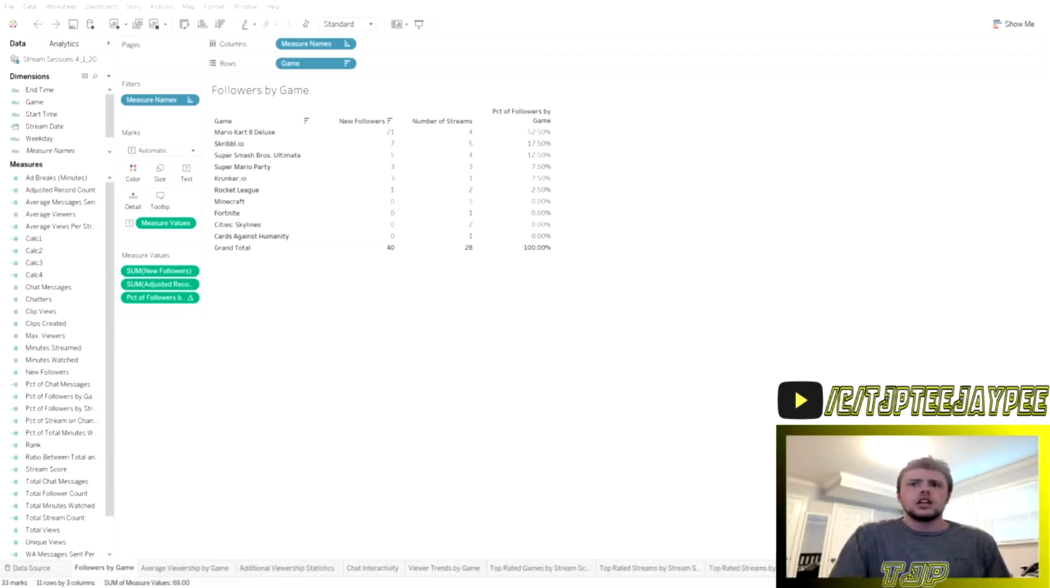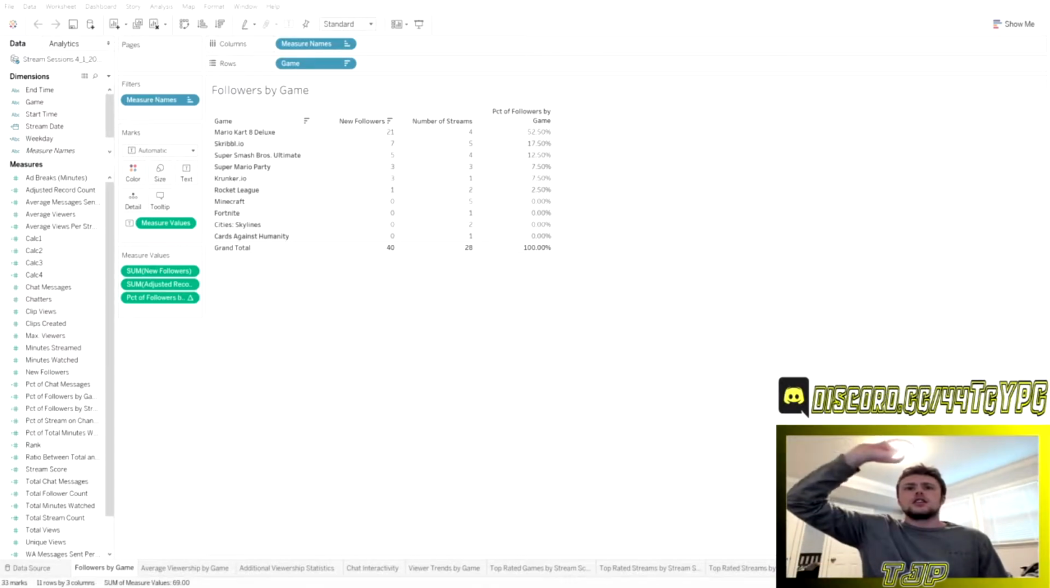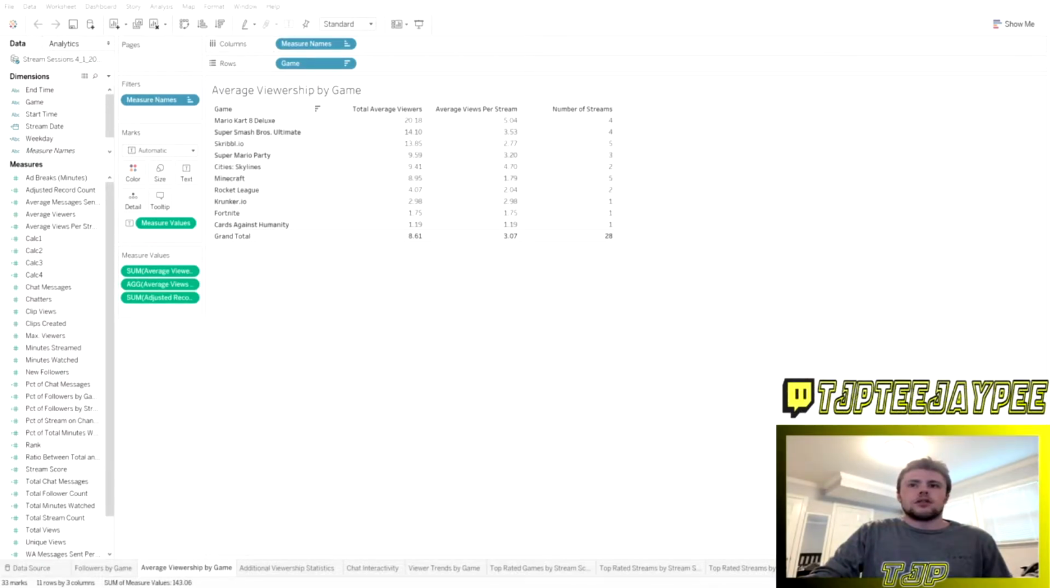makes more sense. And then percentage of followers by game, that's a table calc, which basically says, okay, take the number of followers by game, divide that by my total number of followers, and that's my percentage, right? So followers, I feel, is a pretty important metric because that allows you to grow. You need a certain amount of followers to get to affiliate, and that's important, I would say. First step into trying to grow.